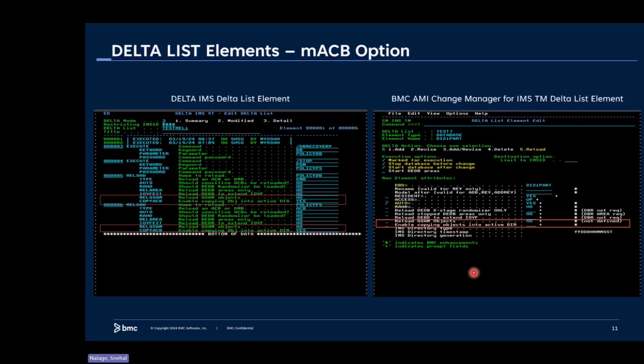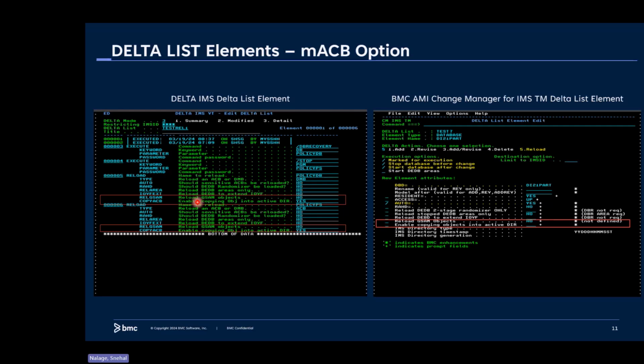Okay, so here we have the screenshots of a Delta list elements again for both the products. Here we have the reload request for the database element, and we can see those two options here, that is reload GSAM object and enable copying objects into the active directory. The reload GSAM is set to no by default, and this copy ACB is set to yes by default. Similarly, this is for Delta IMS. We can see the reload request for both database and the application and these two options here.